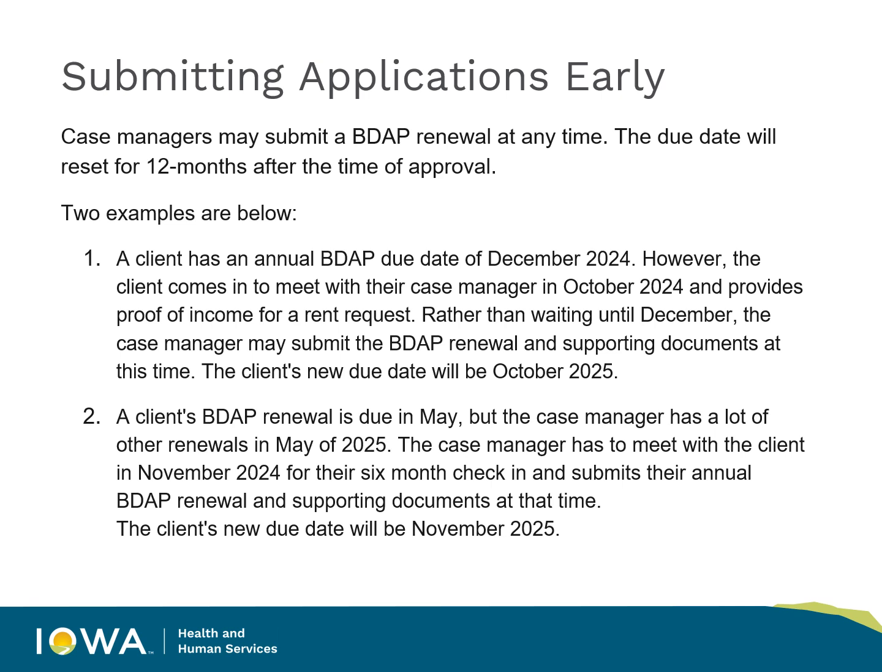A client's BDAP renewal is due in May, but the case manager has a lot of other renewals due in May. The case manager has to meet with the client in November for their 6-month check-in and submits their annual BDAP renewal and supporting documents at that time. The client's new due date would then move to November.